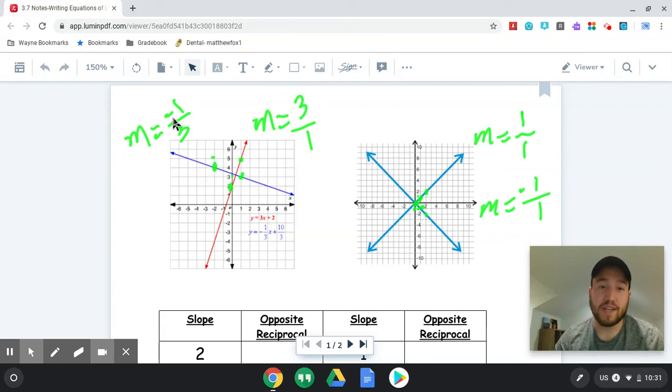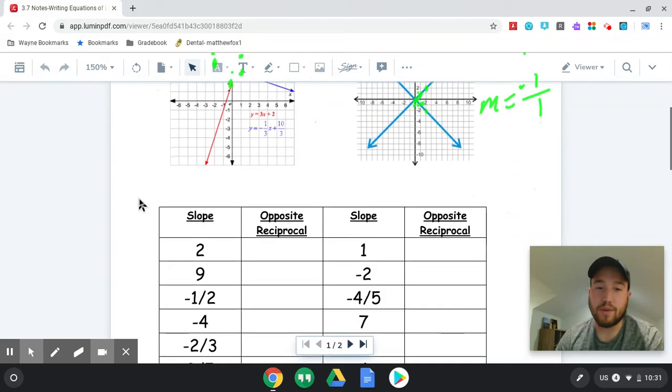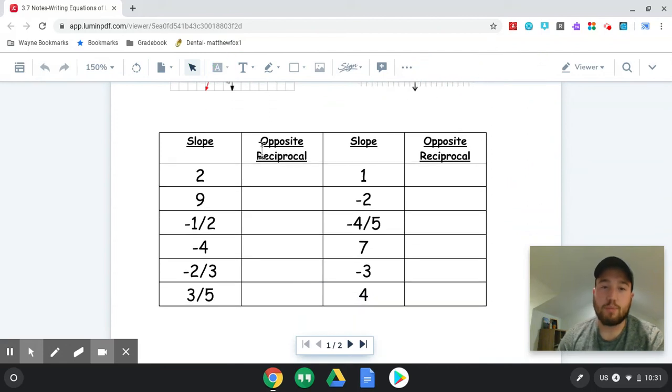Notice how this one was negative 1/3, this is positive 3, so it goes from negative to positive. Likewise, this one was positive and then it switches to negative. The sign will always change. It's called the opposite reciprocal. Now down here, we're going to practice finding the opposite reciprocal a few times.